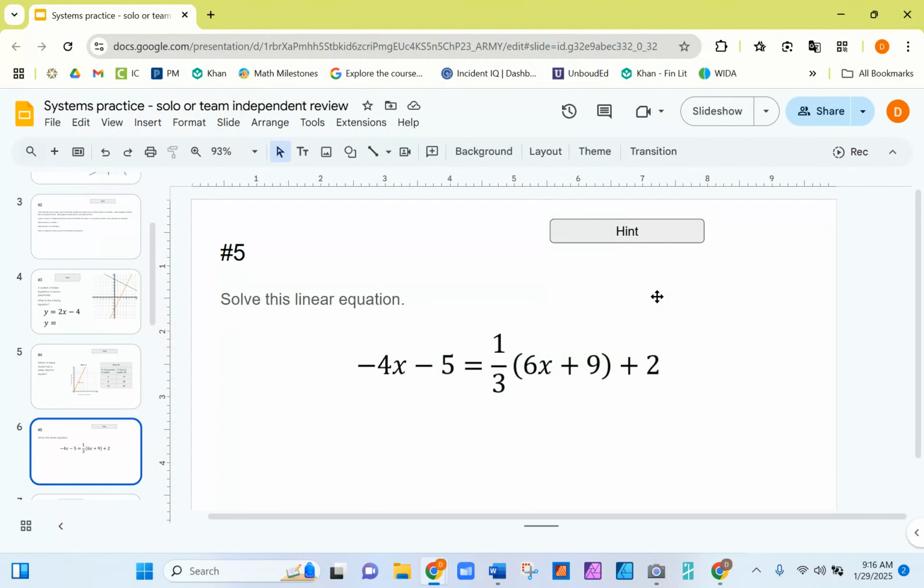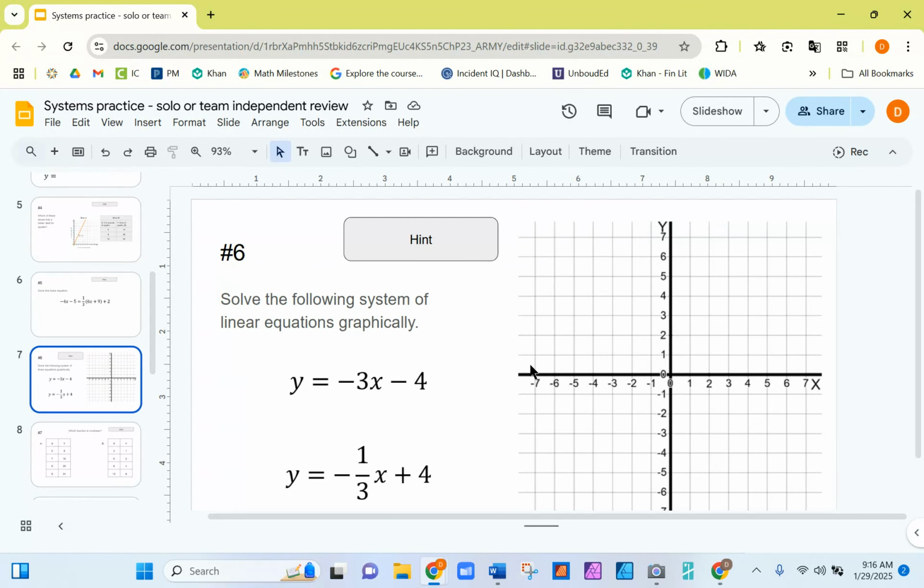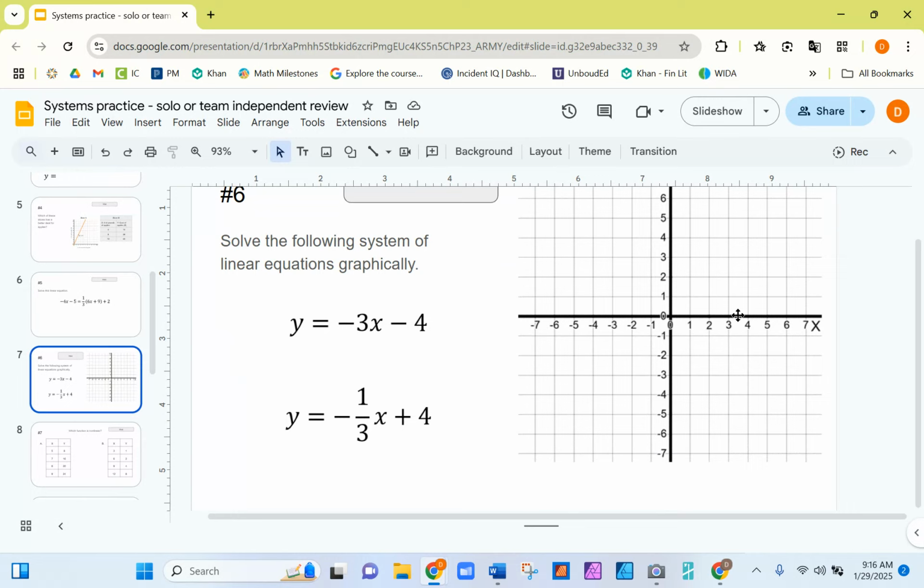Number 6. Solve the following system of linear equations graphically. You'll have a graph on paper for this on the test. For this one, it's a little weird. What I would suggest is just doing a line. We'll start with this one, at negative 4, and we're going to go down 3 and right 1. So starting at negative 4, down 3, and right 1 is right there.